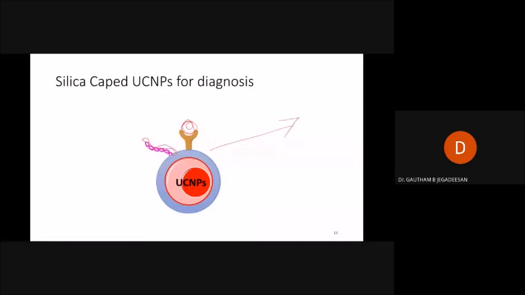Next one is an antigen loaded upconverting nanoparticle. So this can also be used for diagnosis purpose. And next one is the antibody loaded upconverting nanoparticle and magnetic nanoparticle linked with the antigen. Right? This can also be used.